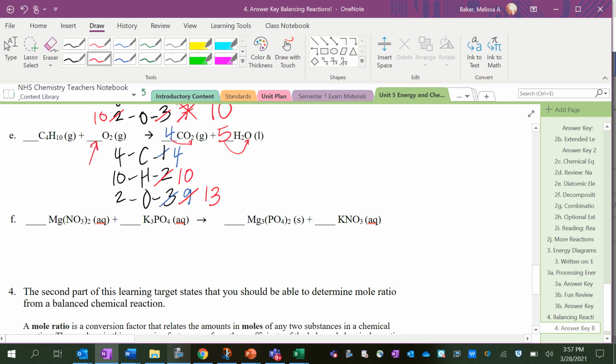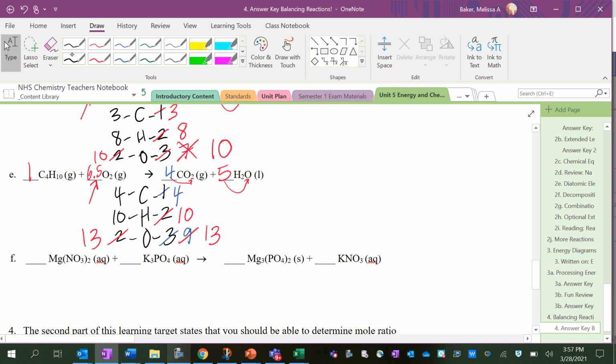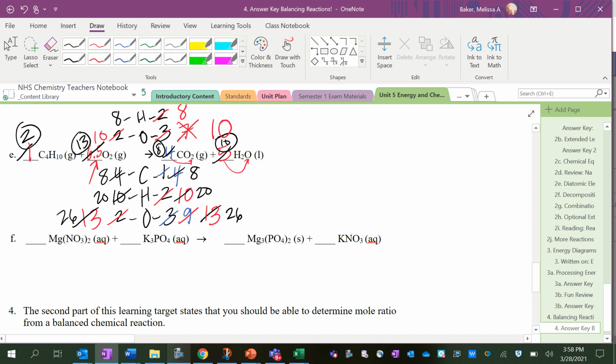What is half of 13? 6.5. This will work temporarily. Everything is technically balanced, but we cannot leave a 6.5. So our final answer will be 2, 13, 8 and 10. I'm going to circle these so they stand out. Then we'll have 8 carbons on each side, 20 hydrogens on each side, 26 oxygens. You don't have to update your inventory since what's most important is your coefficients. But I just did it for good measure.